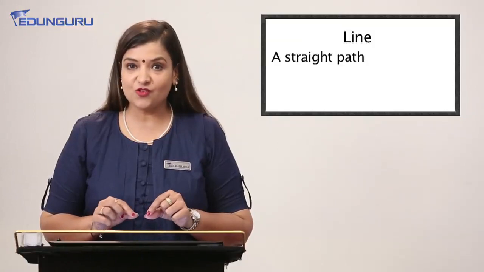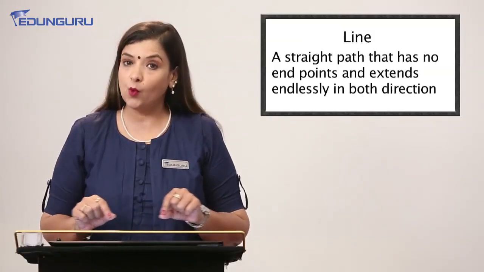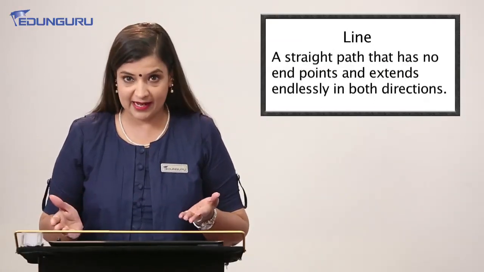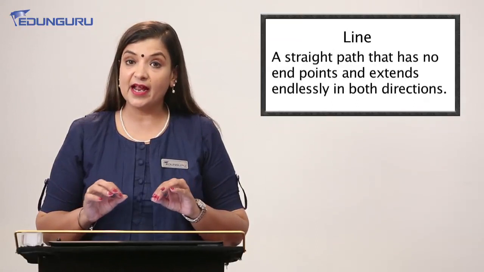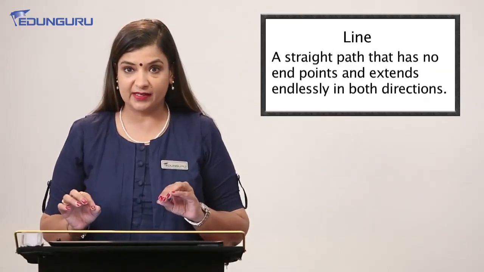Let's understand what is a line. A line is a straight path that extends endlessly in both directions. It has only one dimension, that is length. It can extend endlessly in both directions. It has no fixed length.